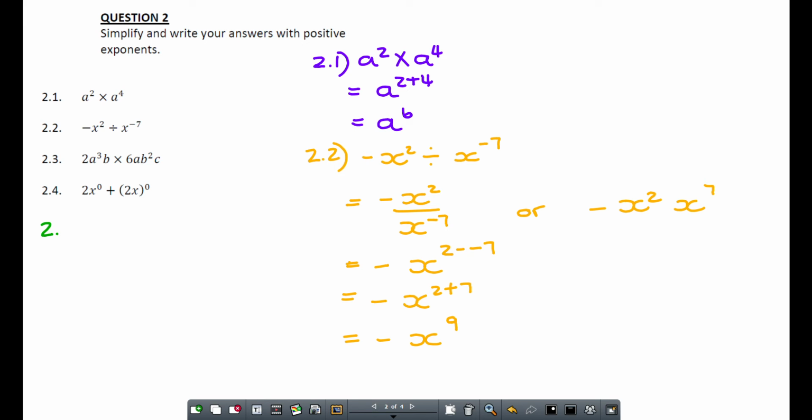2.3. 2a to the power 3 times 6ab squared c. So it's normal multiplication. 2 times 6 is going to give me 12. And then I've got a to the power 3 and I've got a to the power of 1. So I'm going to add those. 3 plus the 1, which means a to the power of 4. B to the power of 2, there were no other b's, so it stays b to the power of 2. And c stays the c.